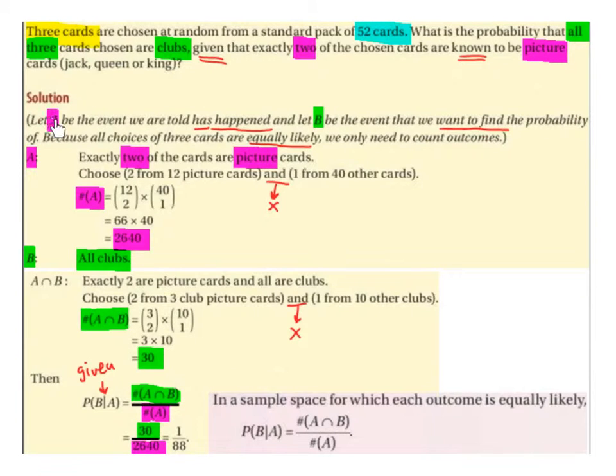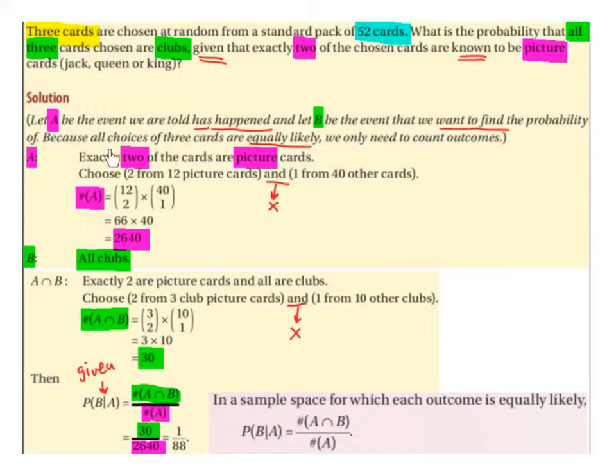So we're going to let A be the event that we are told has happened, and let B be the event that we want to find the probability of. Because all choices of 3 cards are equally likely, we only need to count outcomes. So, event A is exactly 2 of the cards are picture cards. This is what we were told in the question: given that exactly 2 of the chosen cards are known to be picture cards.